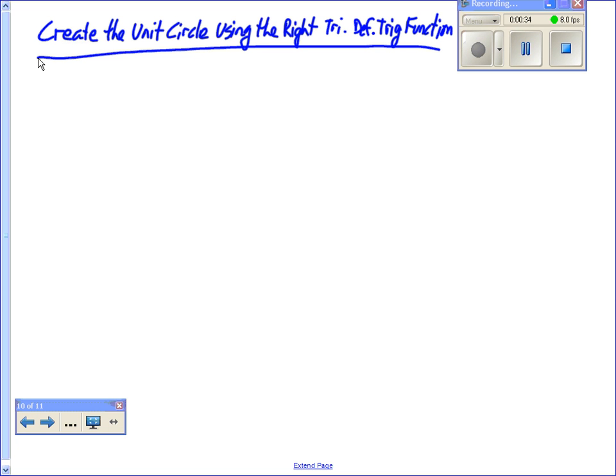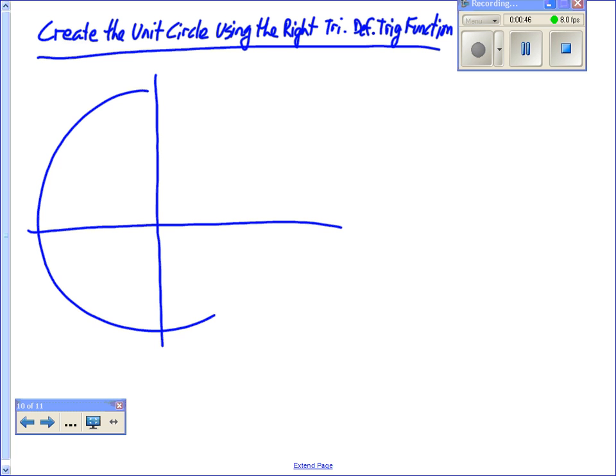All right, create the unit circle using the right triangle definitions of the trig functions. All right, there we go. So here we go. Remember, that's x squared plus y squared equals 1, right? x squared plus y squared equals 1.